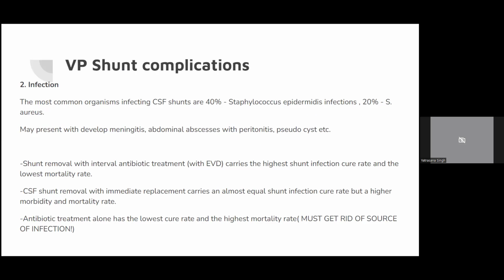Shunt removal is the management for these patients in combination with interval antibiotic treatment together with an external ventricular drainage system. This regime carries the highest shunt infection cure rate and the lowest mortality rate as well, as opposed to removal of the shunt with immediate replacement or antibiotic treatment alone.